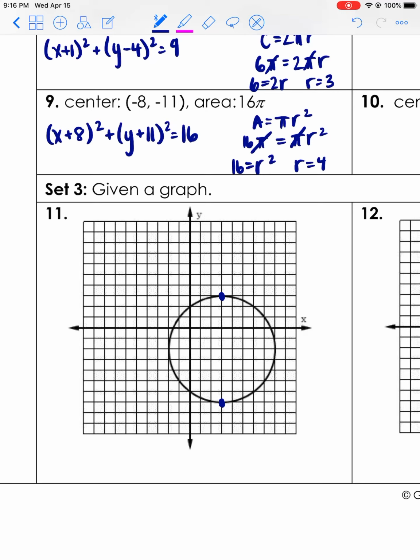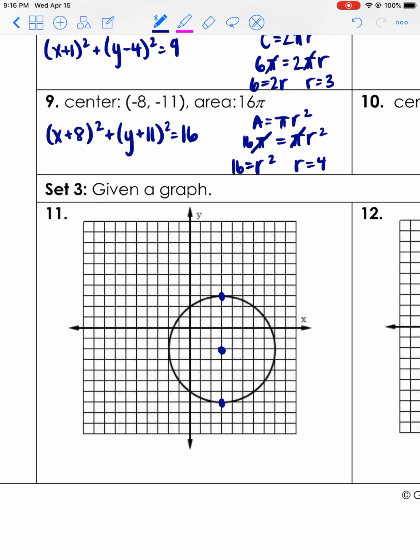So that's 1, 2, 3, 4, 5, 6, 7, 8, 9, 10. So the diameter is 10, right? From the top to the bottom, it's 10 units, meaning the radius is 5. So 1, 2, 3, 4, 5 from the top or the bottom, meaning that is the center of the circle. And again, you could have done that from left to right.